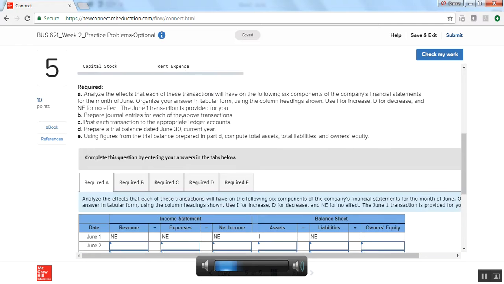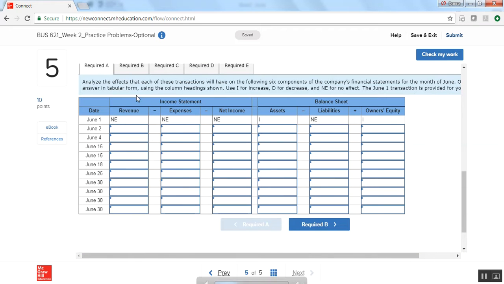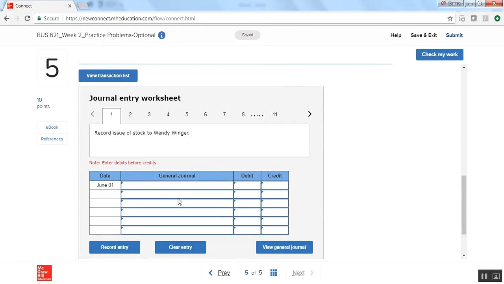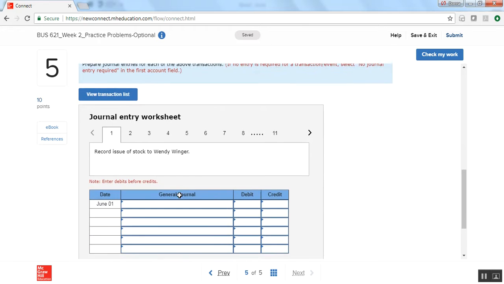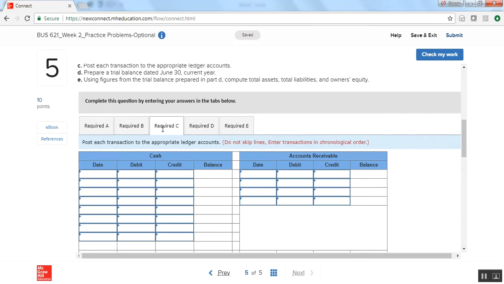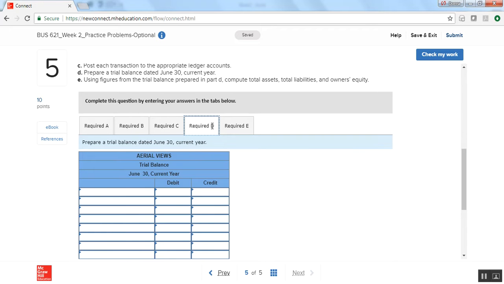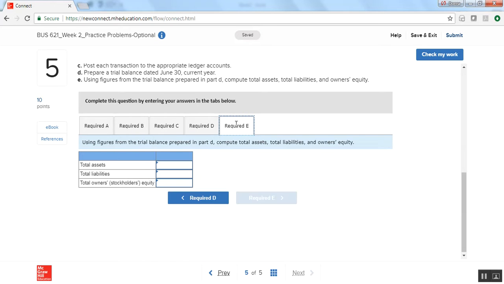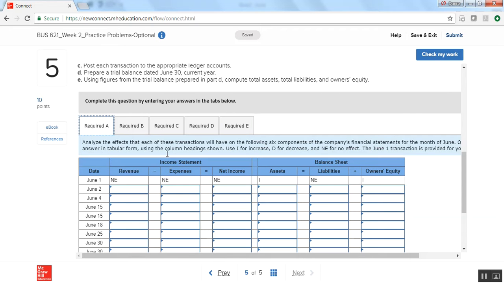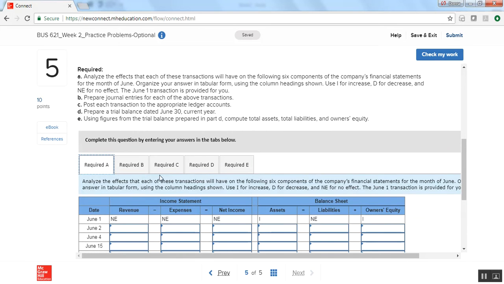So here we have several entries. First, we're going to determine how they impact the income statement and the balance sheet. Then we're going to post those transactions via the journal entry, input them into the T accounts, put together our trial balance, and then finally summarize them for the balance sheet. So let's start with the impact on the income statement and balance sheet.